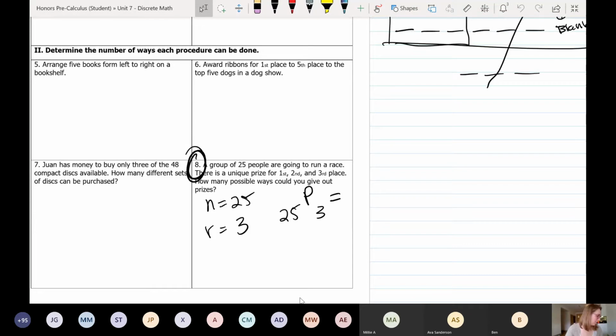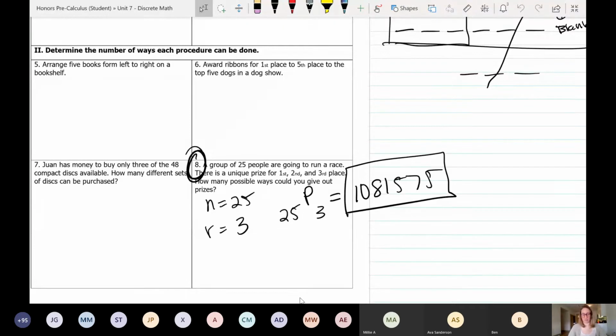I think I have this one written down somewhere, so I can look up the answers. Yes, this is one beautiful number, 1081575. There we go.